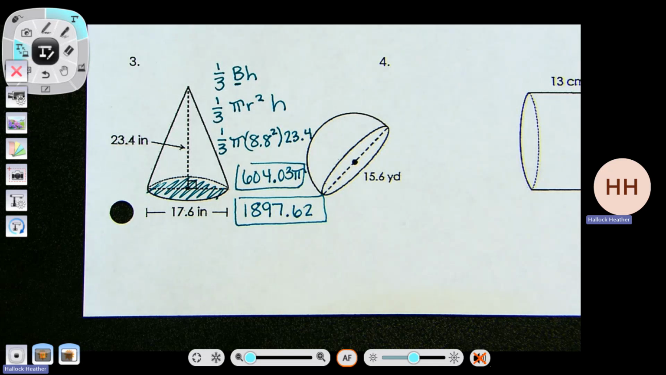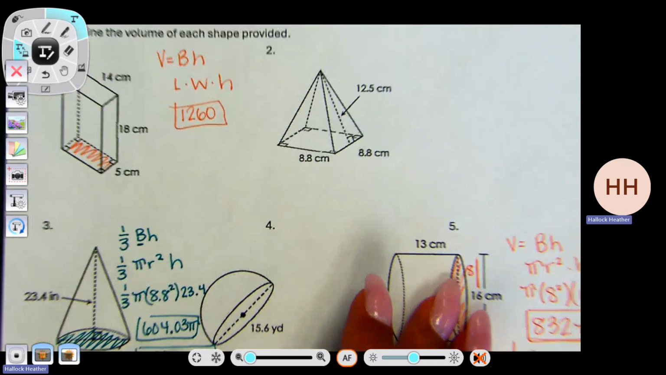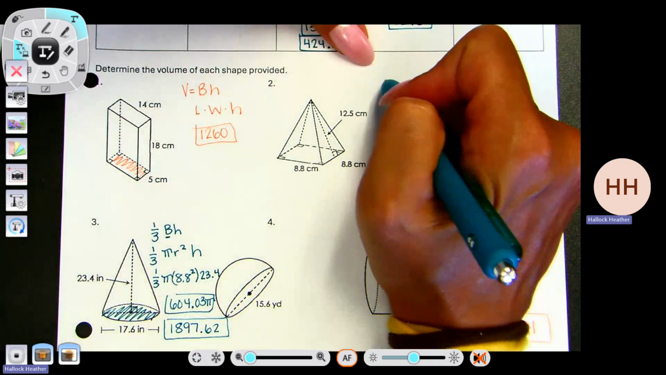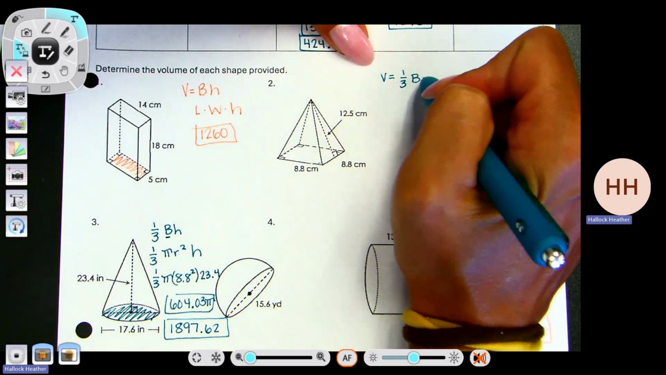So if we go to number 2 now, number 2 is a pyramid. It's the same formula as a cone. Big B is just different. It's not a circle for the base because we're in Egypt and it's a pyramid. So we're thinking like it's a square. Okay. So let's go over here. We have the same volume formula. Volume is 1/3 big BH.